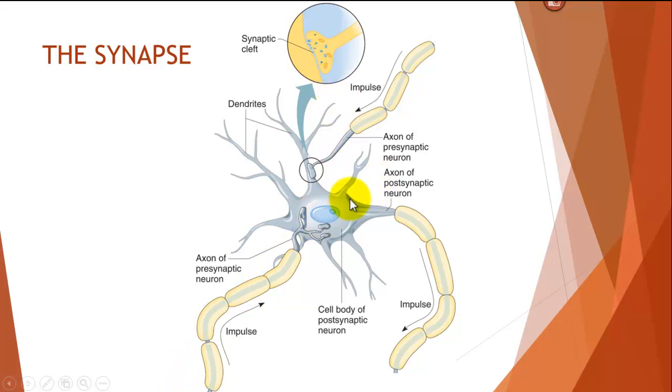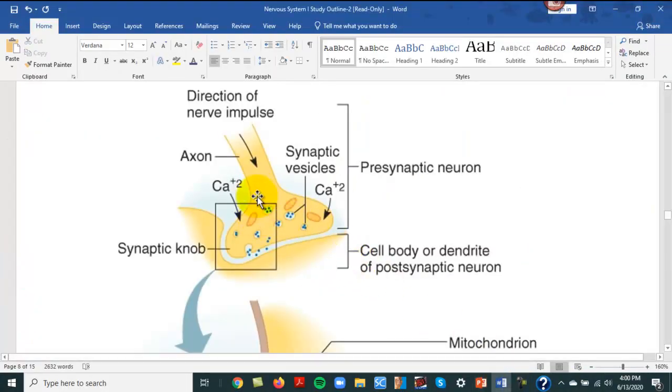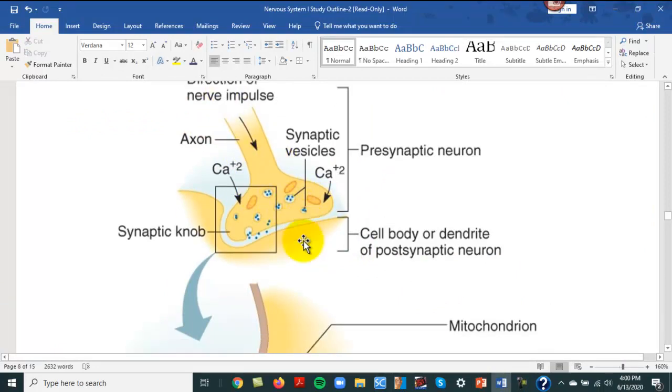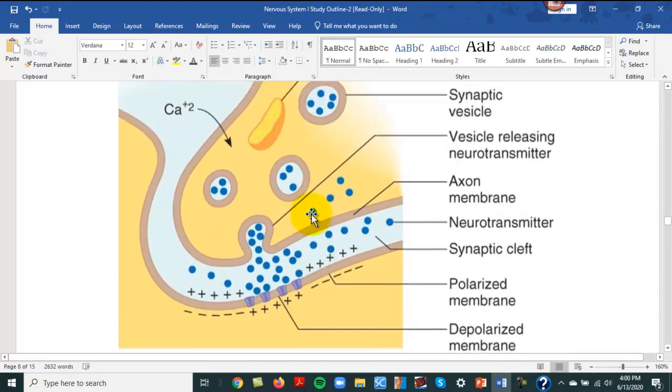And yes, it looks like a neuromuscular junction, but in the nervous system, they're referred to as synapses, and there's a synaptic cleft, a little space between them. But that's what a synapse is: the end of one axon connected to another neuron.